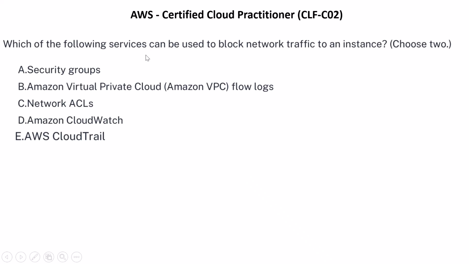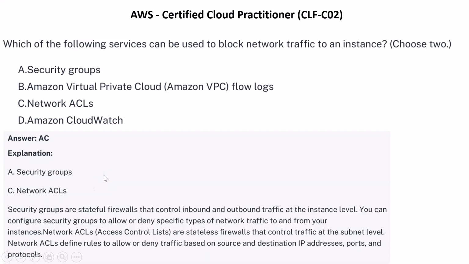Which of the following services can be used to block network traffic to an instance? Choose two options. Options are option A, security groups, option B, Amazon Virtual Private Cloud, Amazon VPC flow logs, option C, network ACLs, option D, Amazon CloudWatch, option E, AWS CloudTrail. The correct options are option A, security groups, option C, network ACLs.